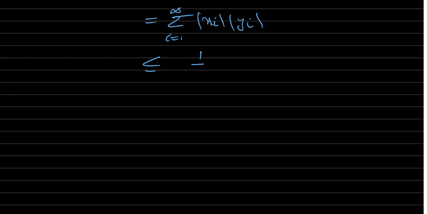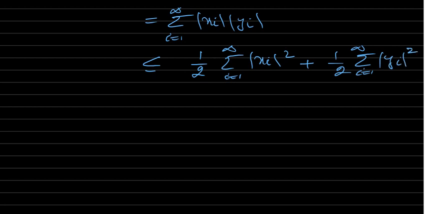So that's less or equal to 1 by 2 summation i runs from 1 to infinity mod of x_i square, whole this, plus 1 by 2 summation i runs from 1 to infinity y_i square. I think, is this something Holder's inequality? I think this one, 1 by p, 1 by q, like that. Product x power, y power, 1 by p plus 1 by q equal to 1.